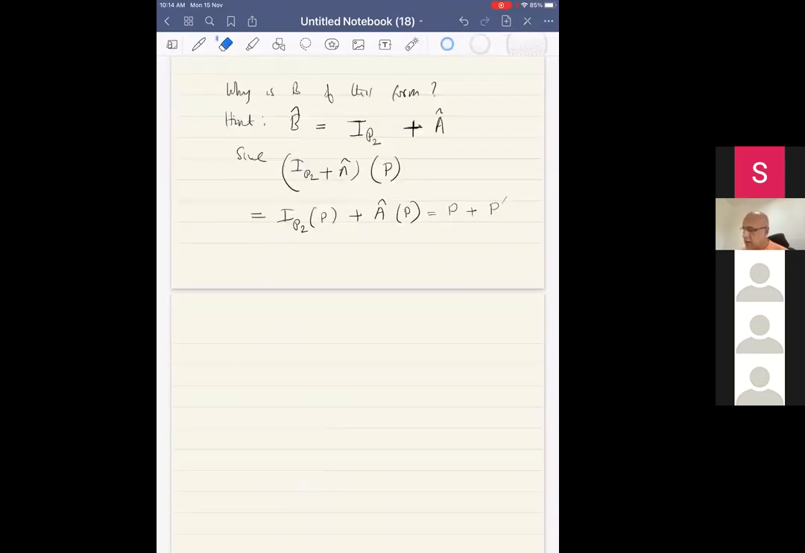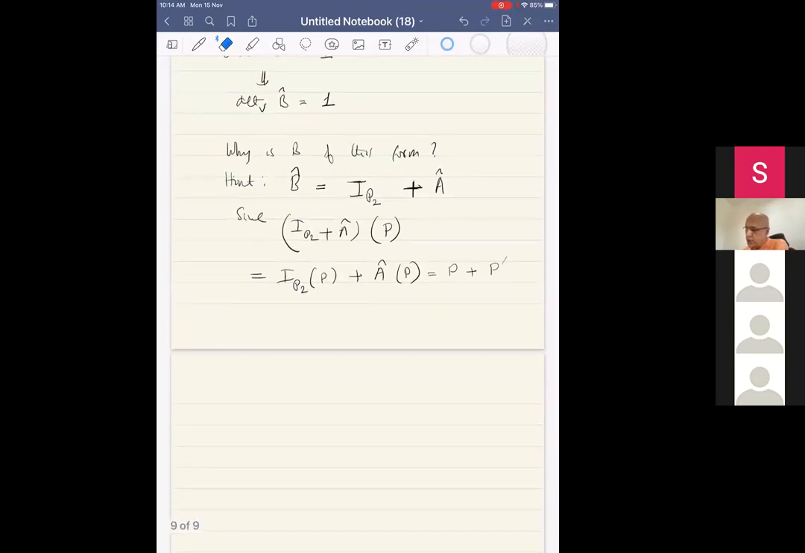So the new linear map that we are talking about is the sum of the old linear map A hat, which took a polynomial and differentiated it, and the identity map, which takes a polynomial and gives you the same polynomial back. So it's a sum of these two linear maps. That is a hint. Somebody said he doesn't understand why B is of this form. Now, do you see why B is of this form?